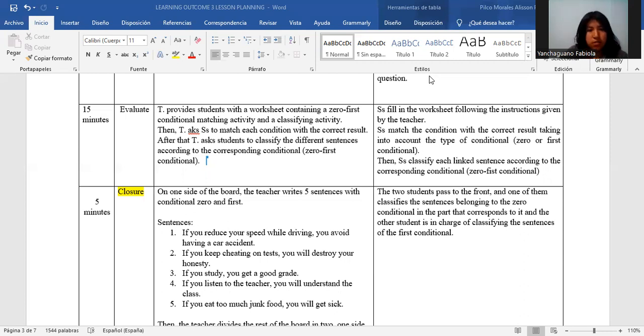So here the teacher is going to provide the students with a worksheet, and students are going to hear the instruction, and then they are going to match the condition and the result, and then they are going to classify it in a chart.